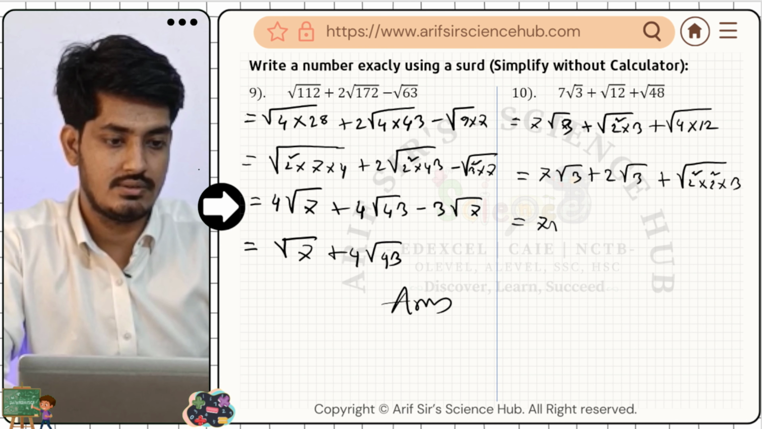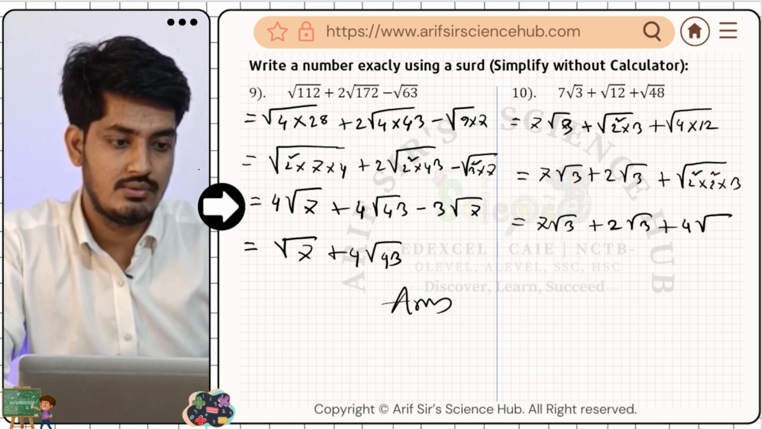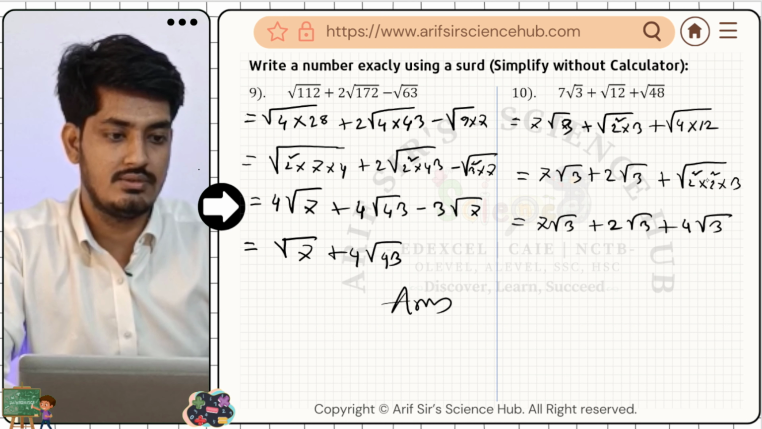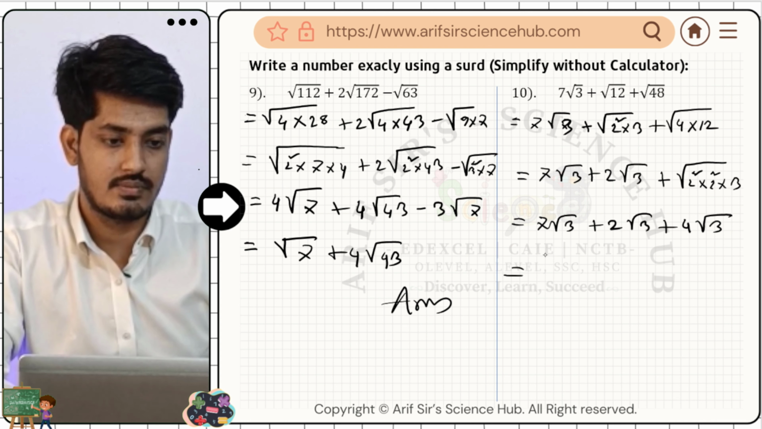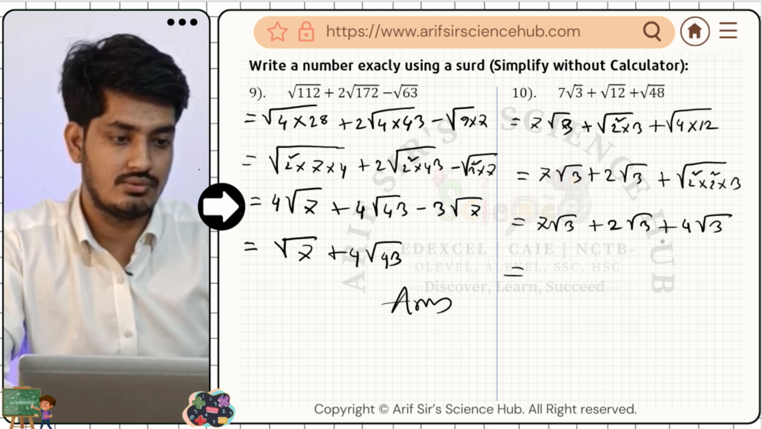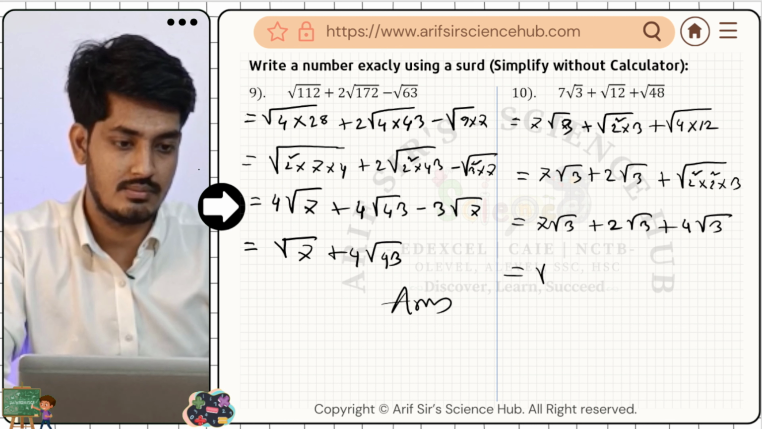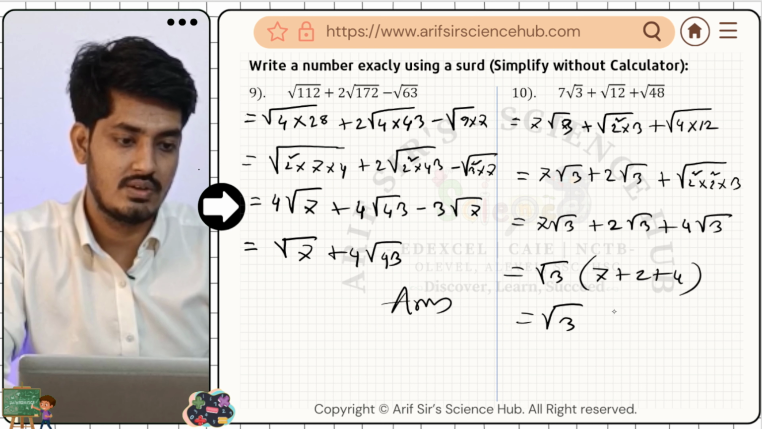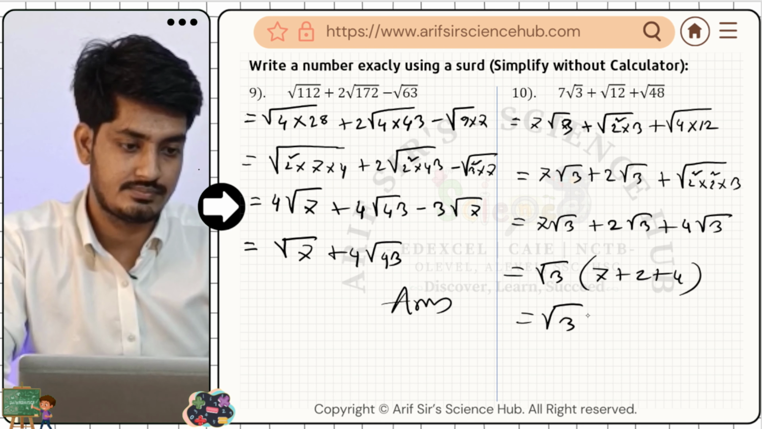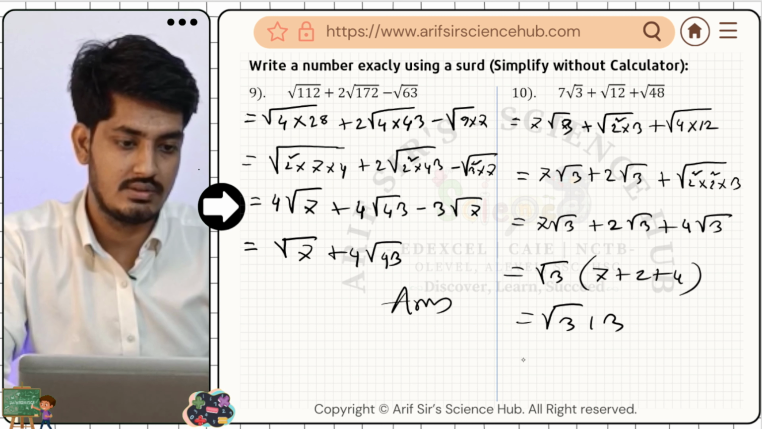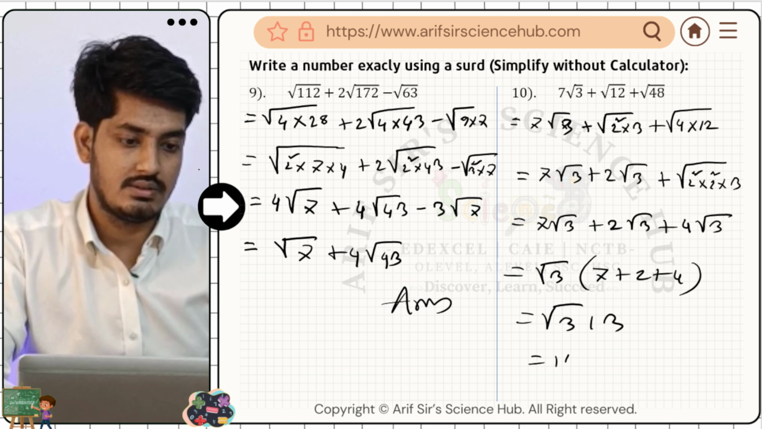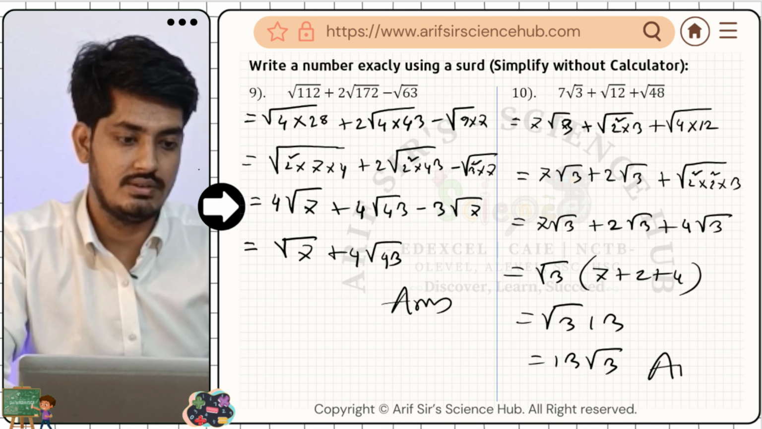So 7 square root 3 plus 2 square root 3 plus 4 square root 3, because this 2 square and this 2 square can be out of this square root. So we have 7 square root 3, 2 square root 3 and 4 square root 3. We can just make the square root 3 common. Then 7 plus 2 plus 4, and if we add this number, then it should be 13. That means 13 square root 3 is the answer.